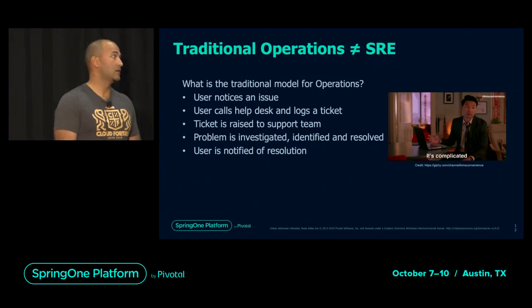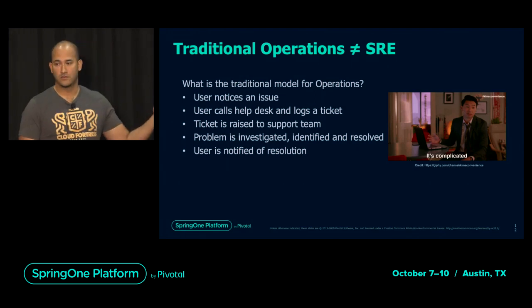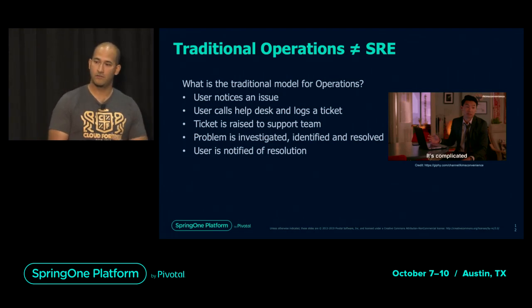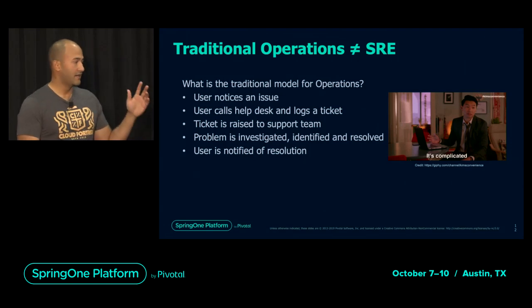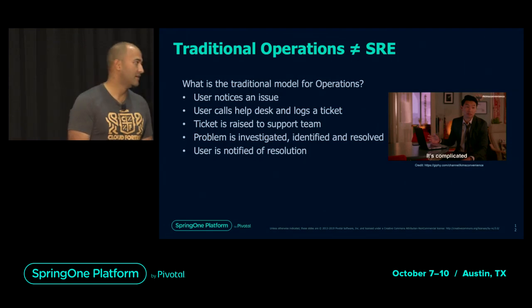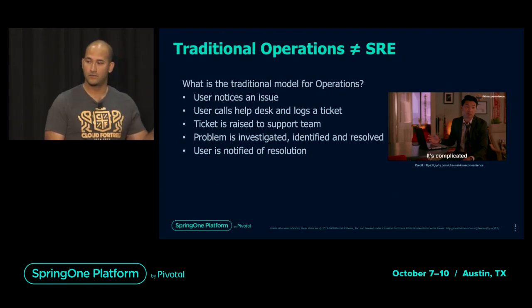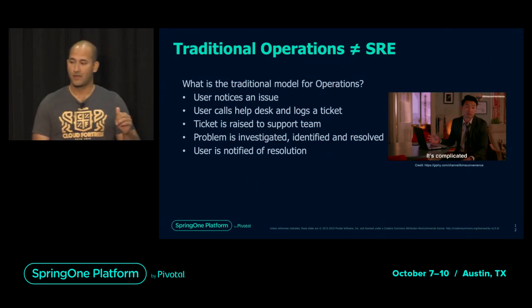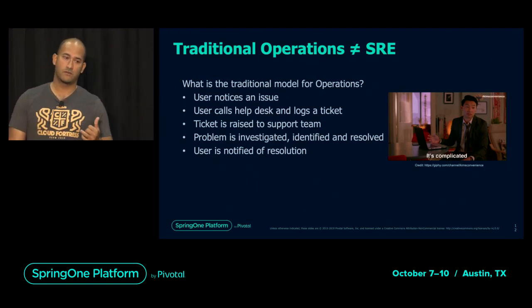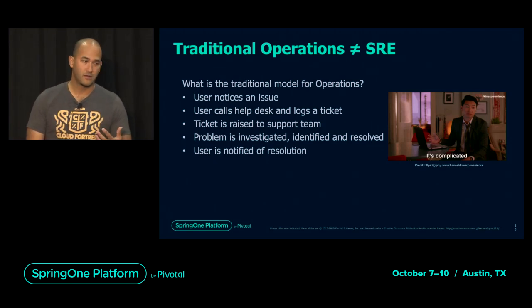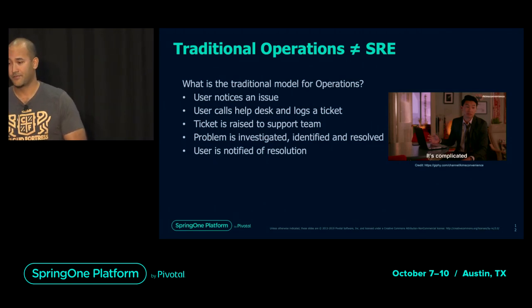So this is like a traditional model here. A user notices an issue. They call in to help desk, log a ticket. That ticket is raised to the appropriate support team. Hopefully it's the correct team. The problem is investigated, identified, resolved, and then finally the user is notified. Not the optimal way to handle incidents. Obviously, this is not something that we could support a very robust cloud-native type of application.